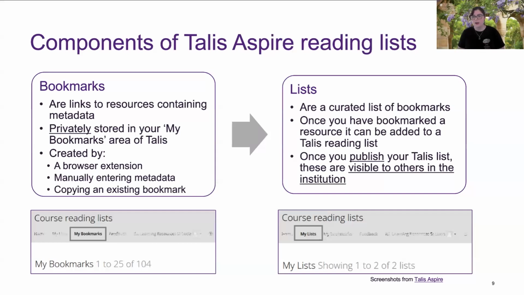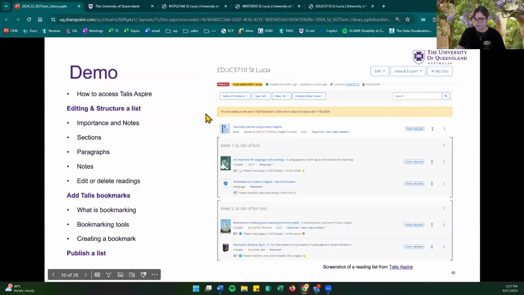Lists, on the other hand, are a curated list of bookmarks. So once you've bookmarked something, you can add this bookmark onto your Talus reading list. And once you publish this list, these lists are then available to others in UQ. So just have that in mind, that Talus has two components: bookmarks and lists. And without further ado, let's actually dive into this demonstration.